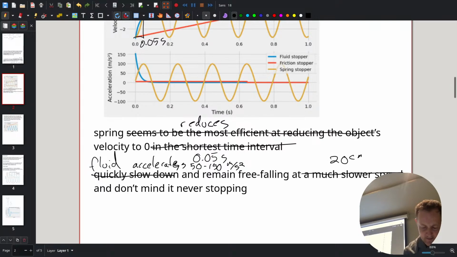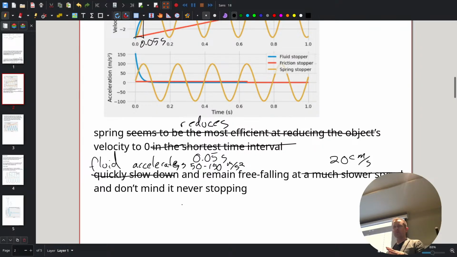I don't know, did anyone calculate what the constant speed was in free fall? No? You did calculate it, but I was just wondering if you wrote that number down, like, hey, this is the important one. I think it's around 20 centimeters per second. Not too fast. We're not doing miles per hour. We're talking centimeters per second. And then don't mind it never stopping.